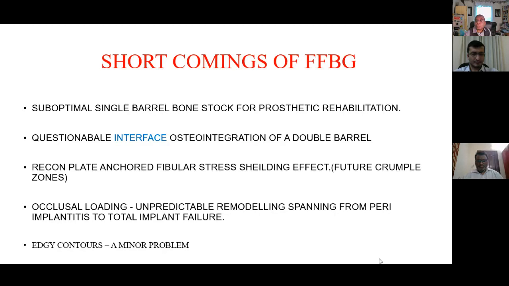Previously, there were articles supporting recon plate anchored fibula. Of course, that led to a lot of stress shielding effect, and they have shifted slightly to mini plates. What bothers me more is occlusal loading. A long bone, though it's coaxial, hardly takes 15% of the weight load on that side of the leg, but still its haversian system is so well tuned that it appears like a carom coin pile.